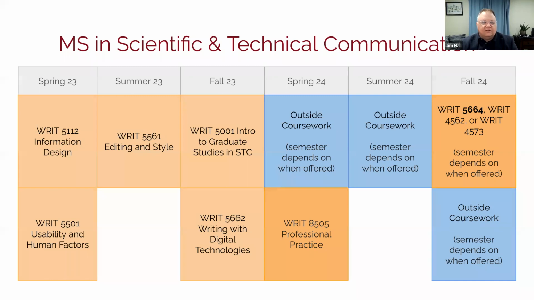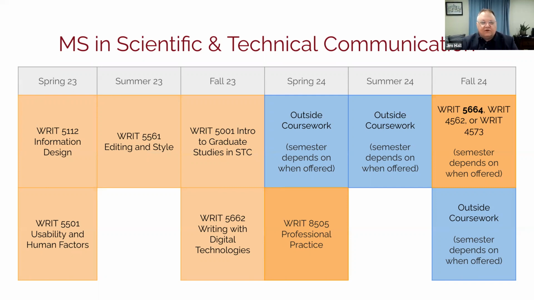In the darker orange on the bottom, well, professional practice is only offered in spring. And so that's where, on this example calendar, I put in the professional practice 8505. In summer, that would be the opportunity to take another course from outside the program. And so I put a blue course in there. And then in fall, coming back to take that last elective. And since that is fall on even years, that implies that that's going to be 5664.